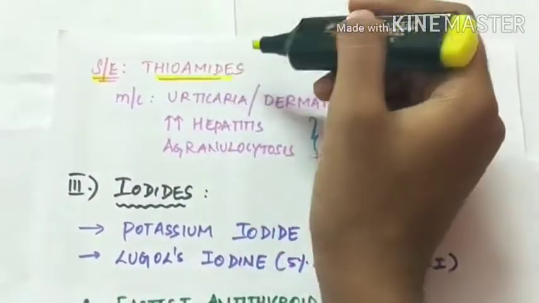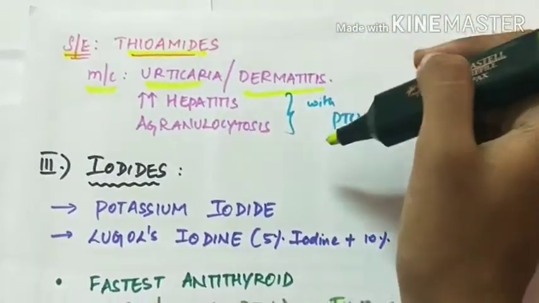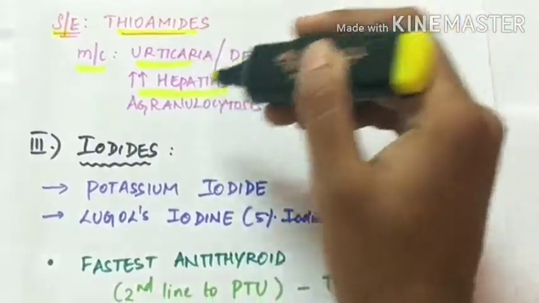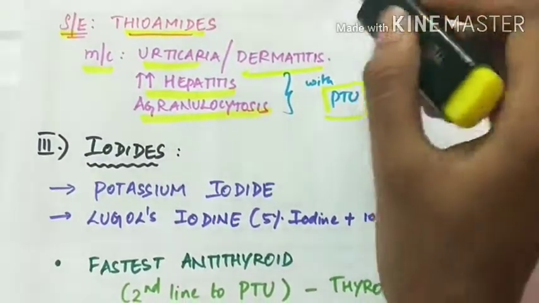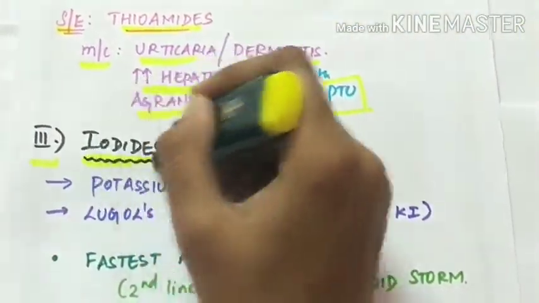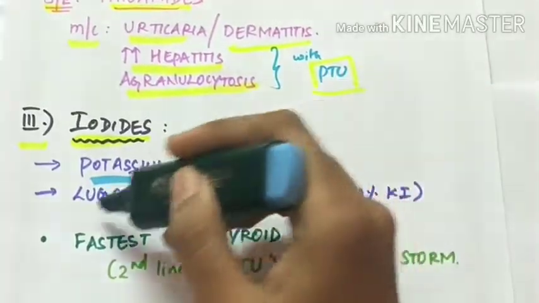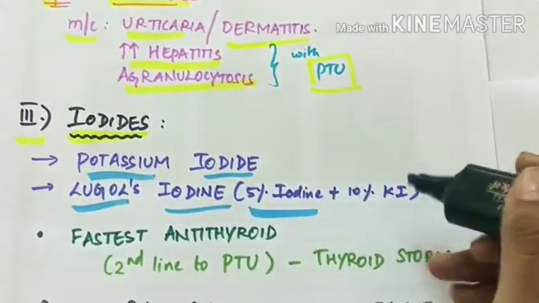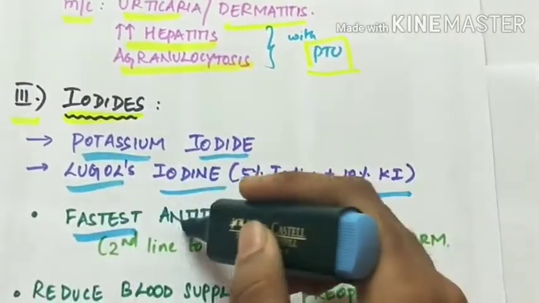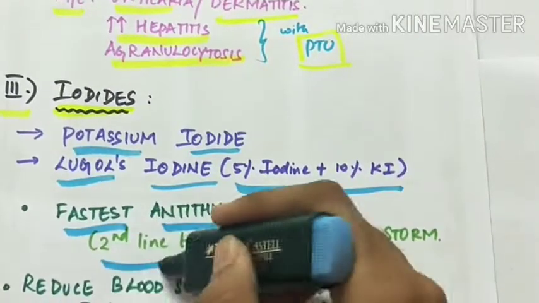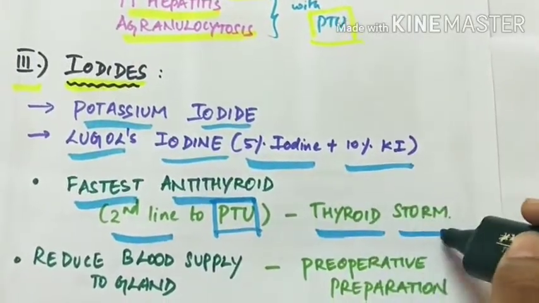The side effects of thioamides. Most common side effect is urticaria and dermatitis. And there is increased incidence of hepatitis and agranulocytosis with the use of propylthiouracil. The third class of drugs are iodides, which include potassium iodide and Lugol's iodine. That is 5% iodine combined with 10% potassium iodide. These are the fastest acting antithyroid drugs. So these are the second line drugs to propylthiouracil for the treatment of thyroid storm.